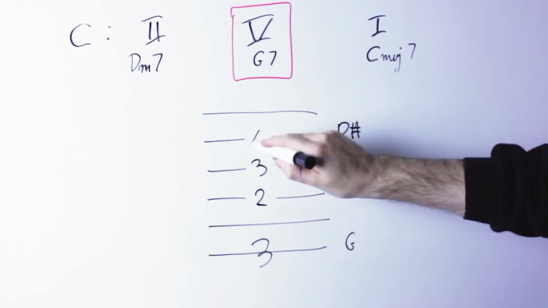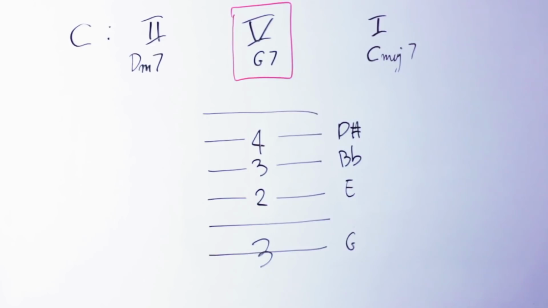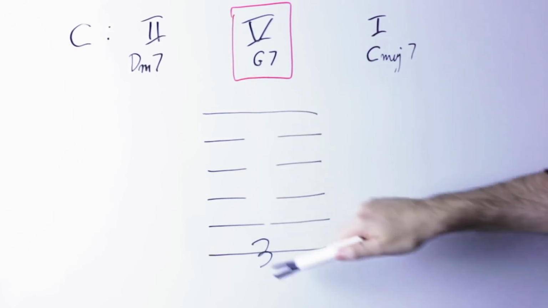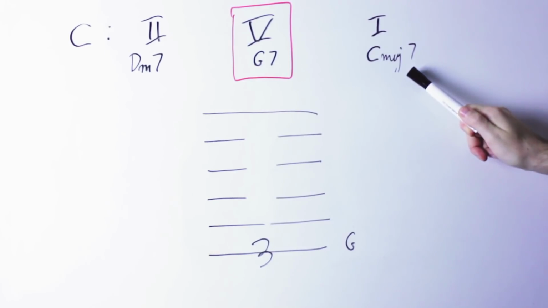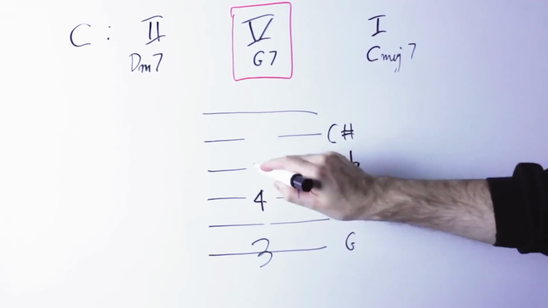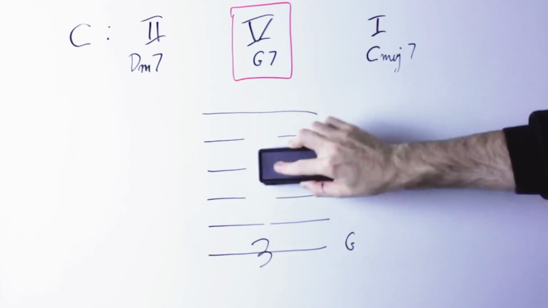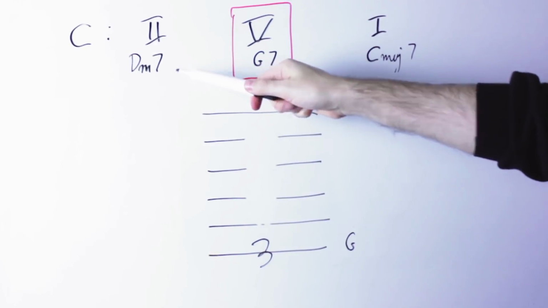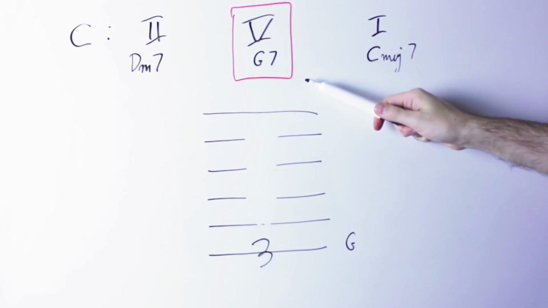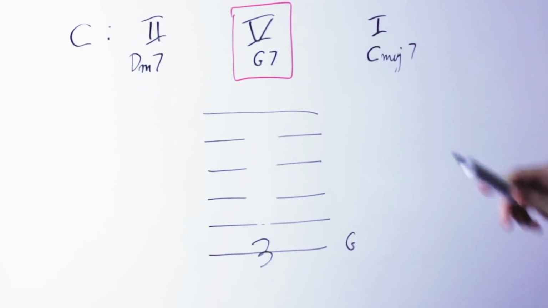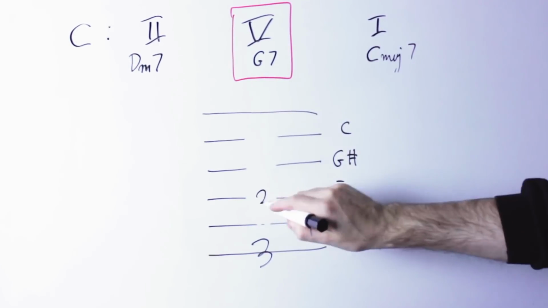This chord is G, E, B flat, D sharp. This chord is G, F sharp, B flat, C sharp. This chord is G, E, G sharp, C.